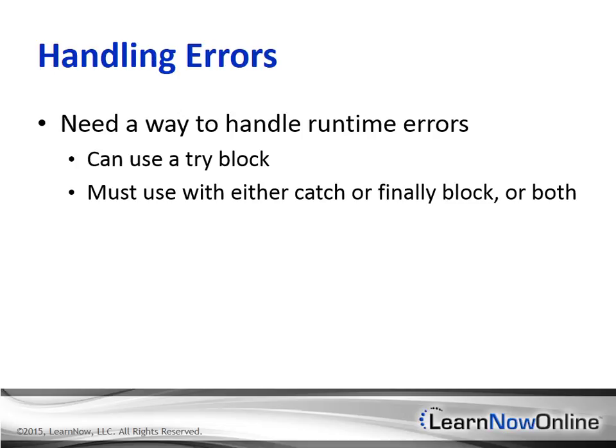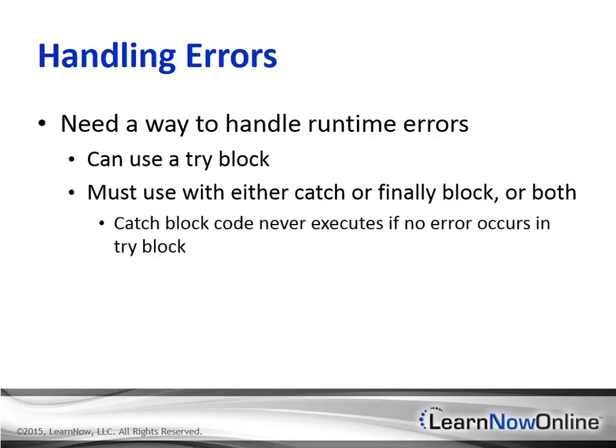The catch block contains the code that runs if an exception occurs, and the finally block contains code that runs whether an exception occurs or not. The finally block is a good place to put code that needs to run no matter what happens within the try block. Now, if no error occurs while you run the code within the try block, the code in the catch block never executes.